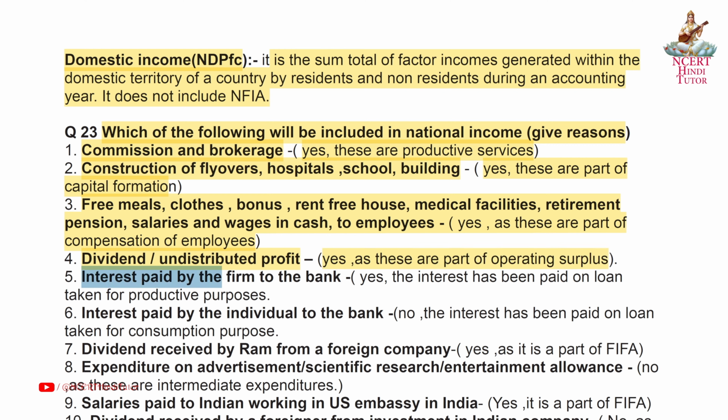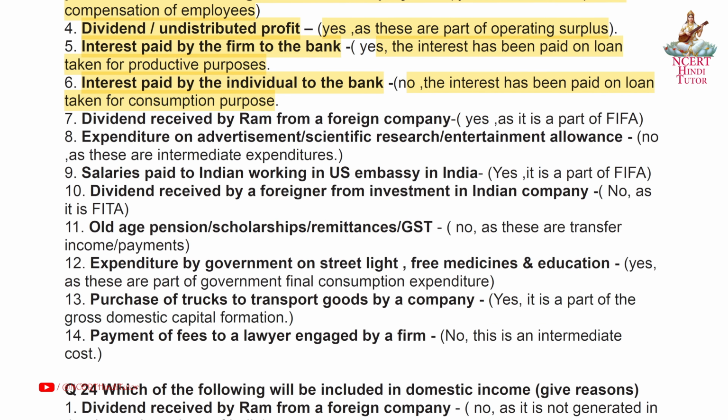Fifth, interest paid by the firm to the bank. Yes, the interest has been paid on a loan taken for productive purposes. Sixth, interest paid by the individual to the bank. No, the interest has been paid on a loan taken for consumption purposes. Seventh, dividend received by Ram from a foreign company. Yes, as it is a part of NFIA. Eighth, expenditure on advertisement, scientific research, entertainment allowance. No, as these are intermediate expenditures.